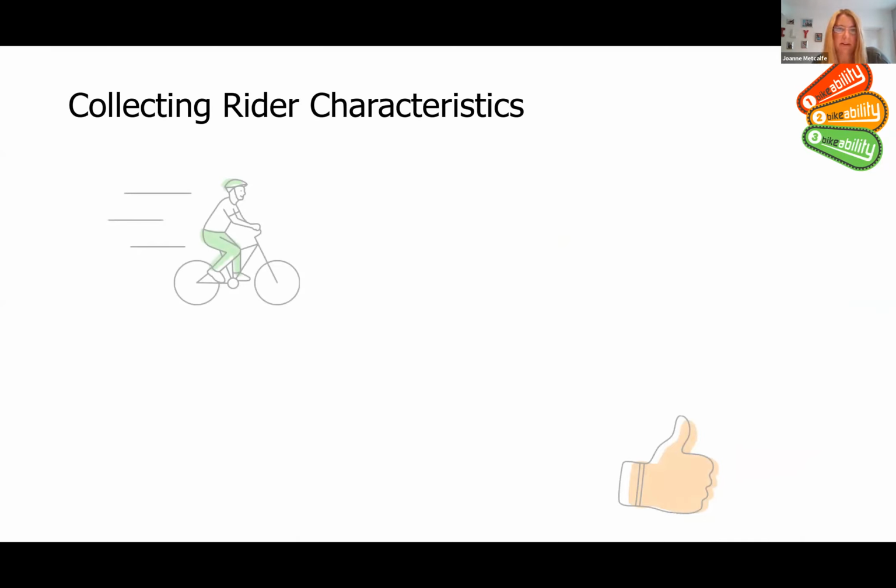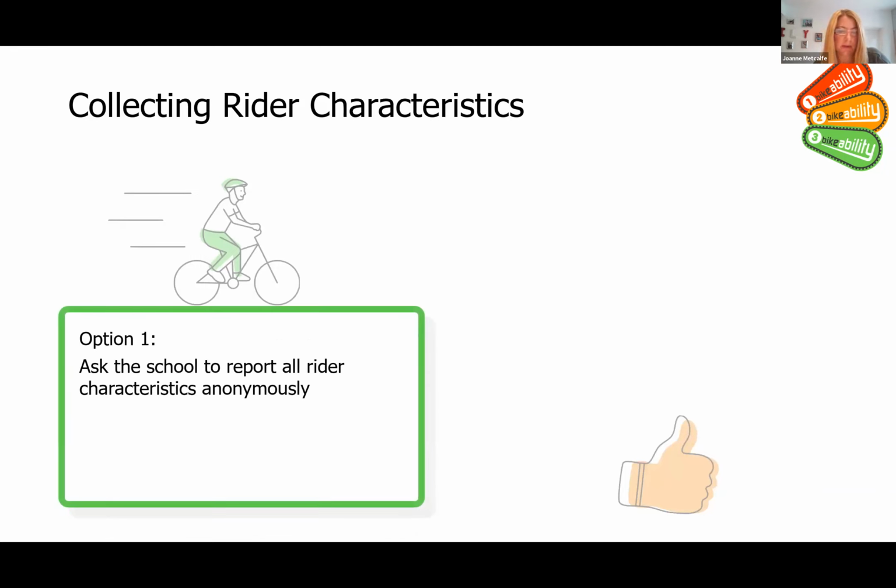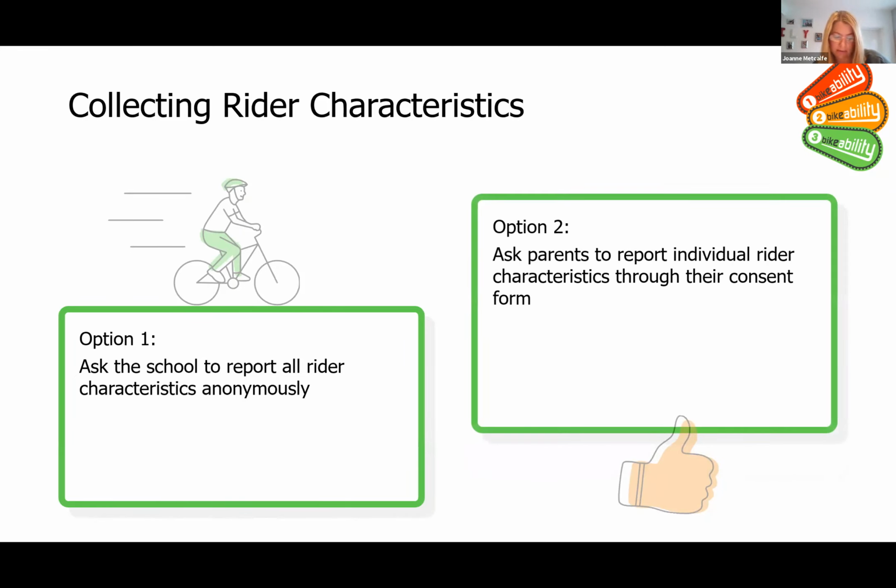So in terms of collecting the rider characteristics, you've really got two options. The first option is to ask the school to report anonymously. This is what Jane is doing in her model, and it's kind of recommended in some ways because it's easier as the school already collects this data, so it's quite a streamlined process. We can either do this with the instructor on the day, or an email can be sent to the school at a later time just to ask for that information. And the second option is to ask for the parents to report individual rider characteristics through their consent forms.